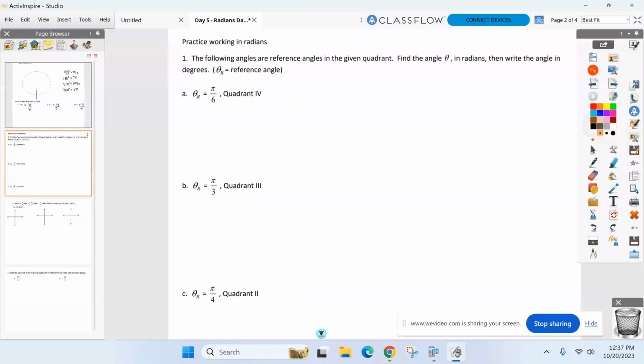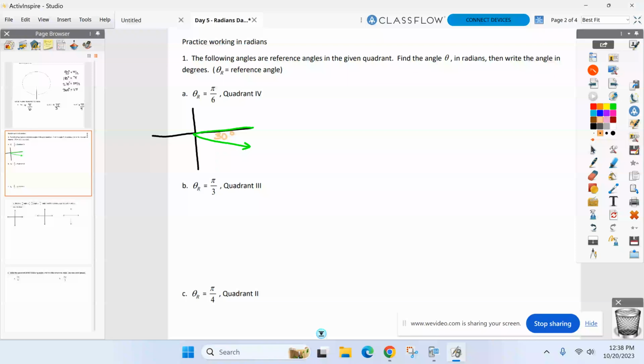Here we go. Part A: I'm in quadrant 4. The reference angle is pi over 6. Look back if we have to: pi over 6 is a 30-degree reference angle. If we want a little visual, not required in this problem, we're in quadrant 4. Remember, how's the reference angle formed? Which axis, x or y? The x-axis and the terminal side. So here's my reference angle, and you've already told me pi over 6 is 30 degrees. So that's 30 degrees right there.